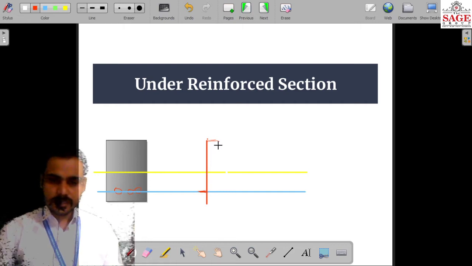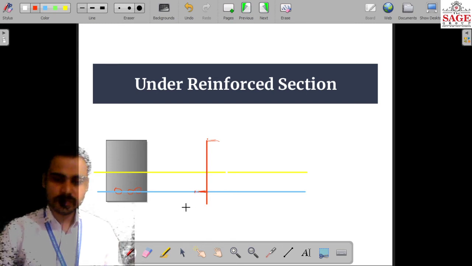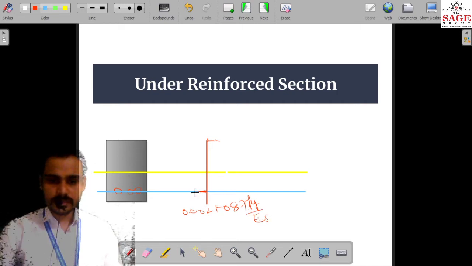With the passage of time and increasing magnitude of load, the strain will increase, and a time will occur when the strain in steel will reach its minimum limiting value, which is 0.002 plus 0.87 Fy divided by Es. The ultimate value of concrete has still not occurred. Remember that the limiting value is not the maximum value in steel, that is the minimum value. That means the steel can take more strain still.